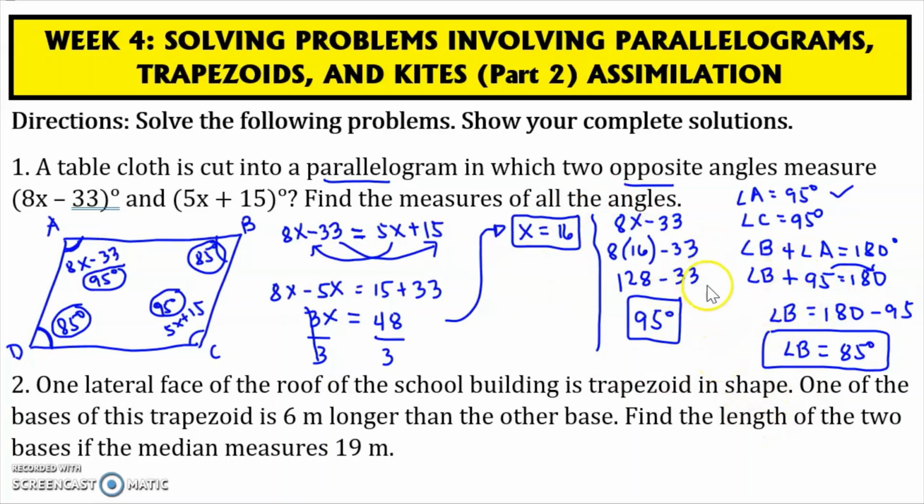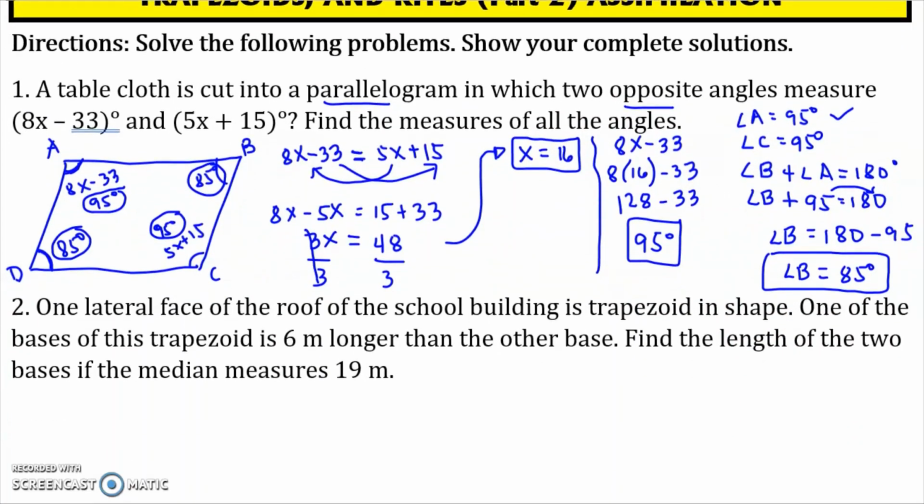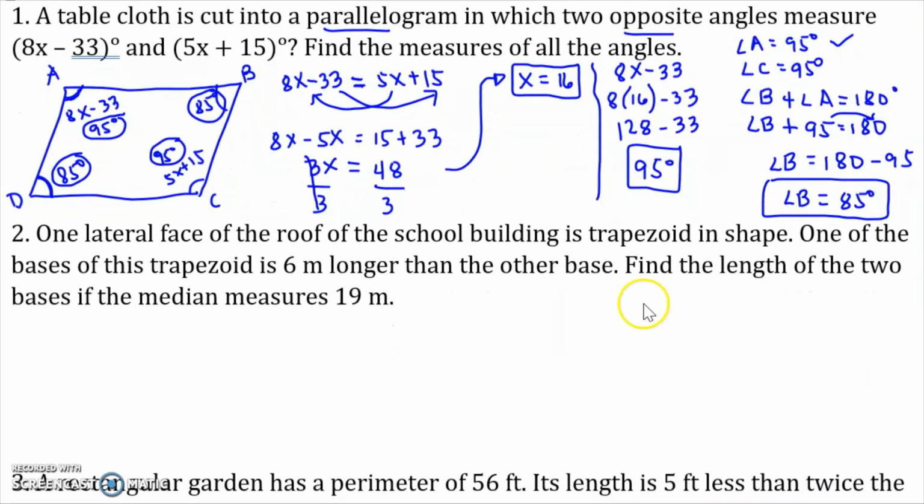We will now proceed with, medyo mahaba, no? With number 2 na po tayo. So, number 2 natin, sabi dito, one lateral face of the roof of the school building is trapezoid in shape. So, drawing si Teacher Camille ng trapezoid. Walang nakalagay kung isosceles trapezoid ha, basta sabi lang trapezoid. One of the bases of this trapezoid is 6 meters longer than the other base.